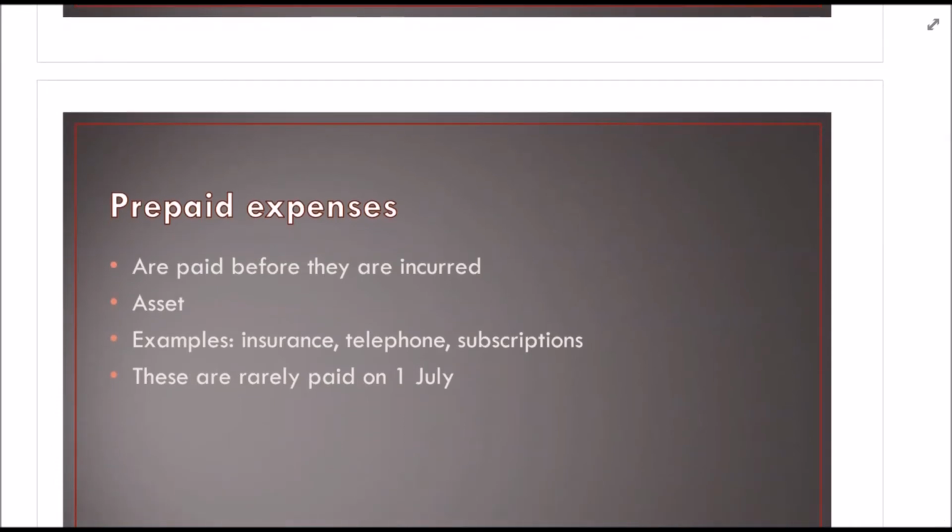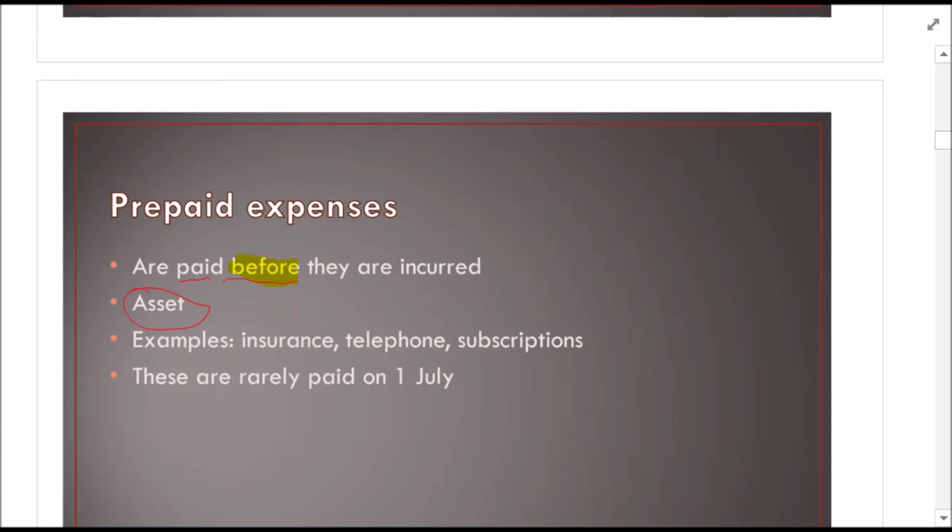The first one we need to worry about is prepaid expenses. I'm sure you have a mobile phone, and those of you who have done this before, it's called a prepaid phone plan. You pay for the phone calls before you actually use them. So they are paid before we incur the costs, beforehand, not after. We call them an asset. It means we've paid some money towards something, but we haven't received the service yet. It's kind of like an accounts receivable. We've paid for something we haven't received yet. So it's an asset.